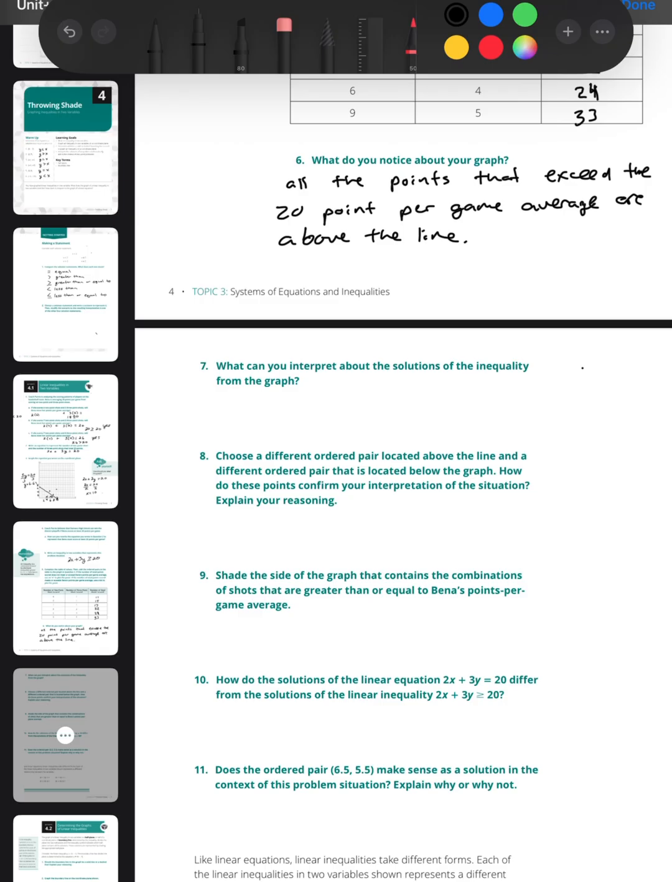Okay, for 7, what can we interpret about the solutions of the inequality from the graph? Well, that line is the boundary, and the points that don't satisfy the inequality are below the line. So we could say the line is the boundary, points that don't satisfy the inequality fall below the line.